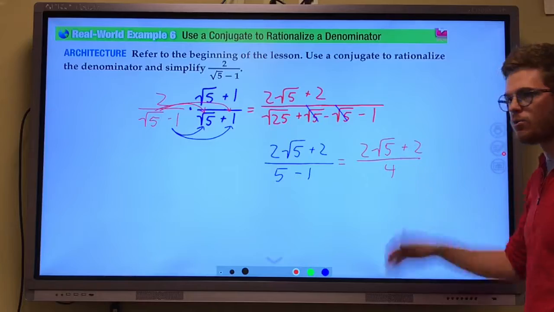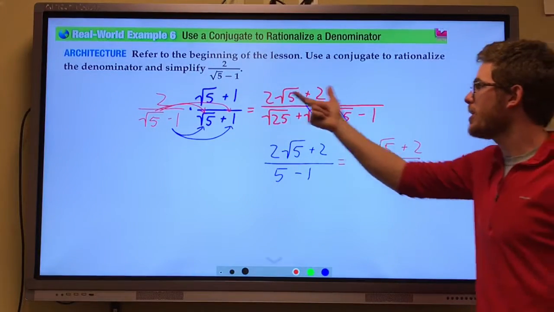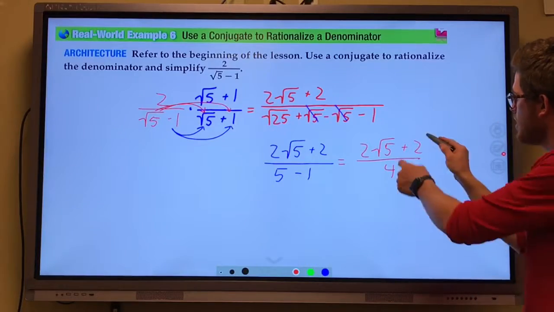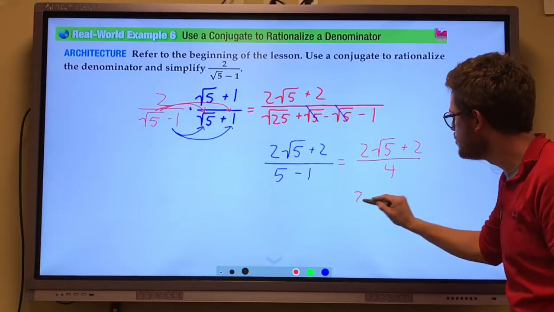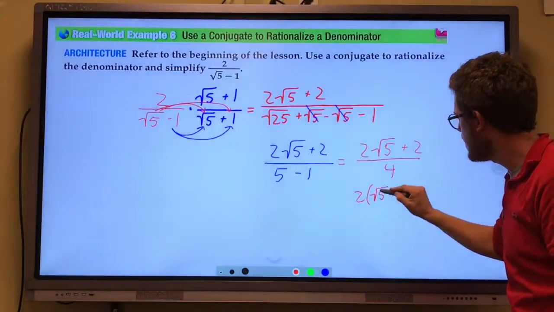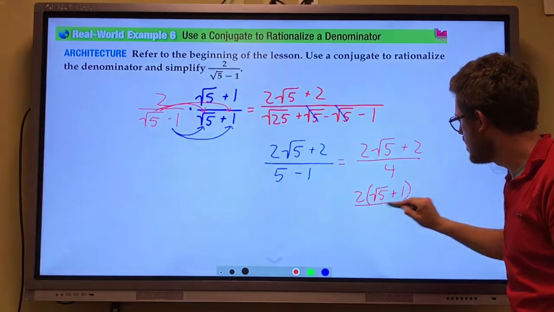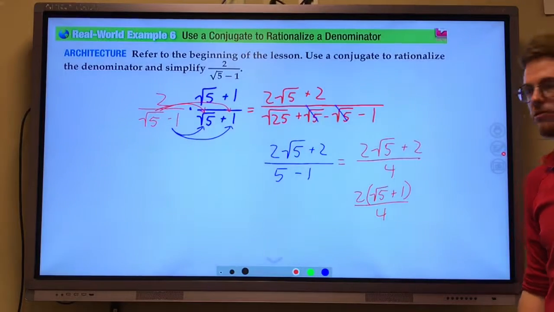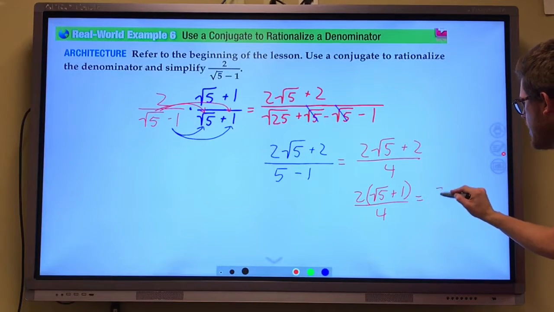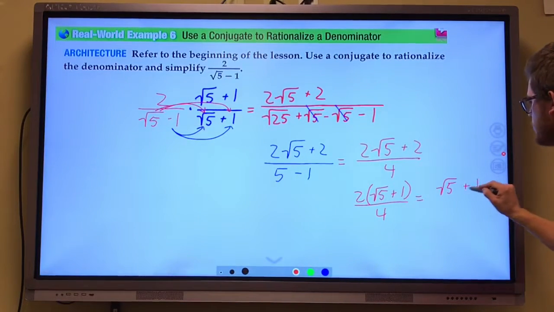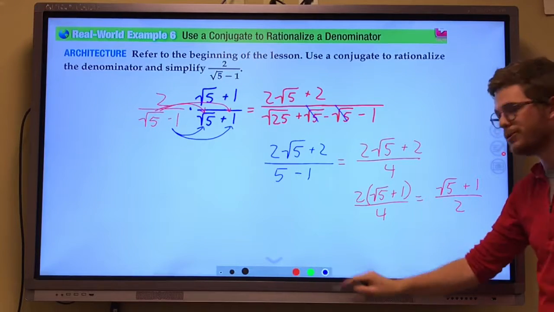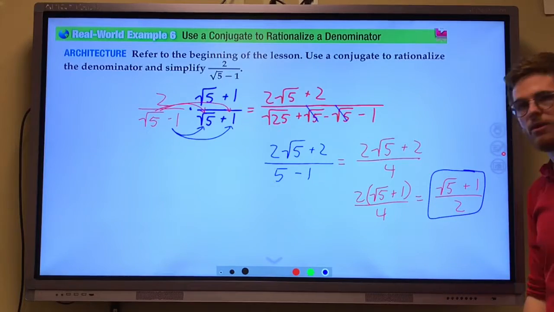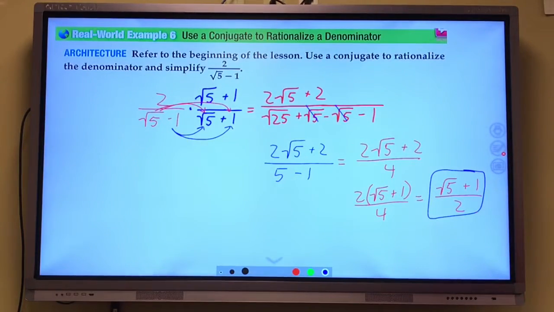And now we just want to see if we can reduce it all. And really, way back here at the beginning, I could have saved some time by not quite multiplying that out. Because if I now pull out a 2, I have square root of 5 plus 1 on the top. I have 4 on the bottom. And 2 over 4 we know reduces to give us 1/2. So that is 1 times square root of 5 plus 1 over 2. And that would be our answer. We've gotten rid of the radical in the denominator.